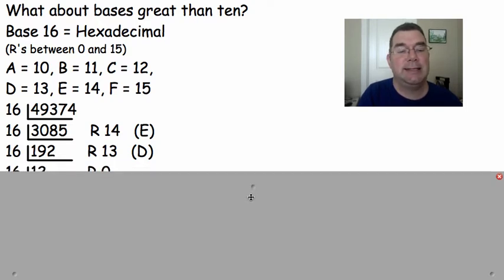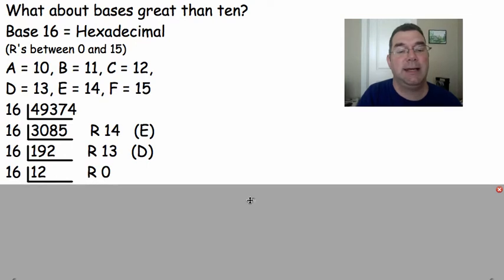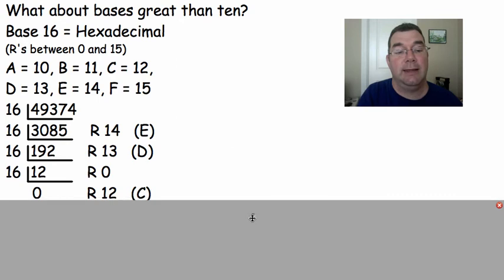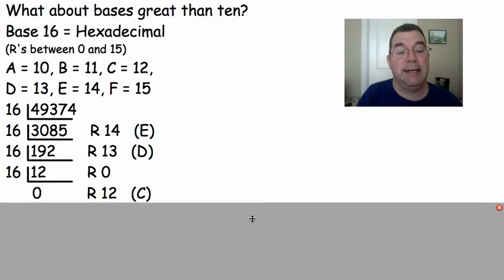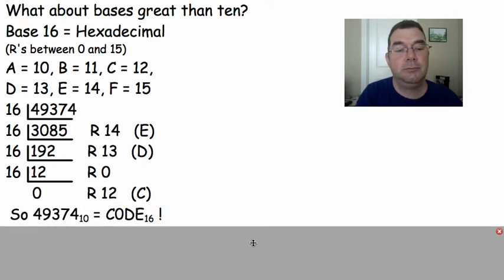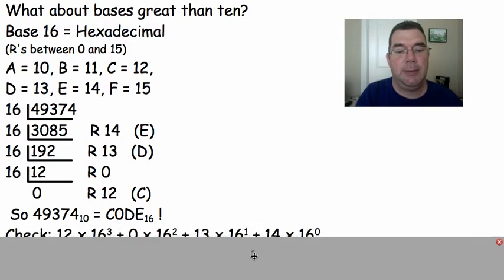If I divide 192 by 16, I get 12 with no remainder, so there's a remainder of 0 there. And then if I divide that by 16, I get 0 with a remainder of 12, and remember 12 is represented by the letter C. So if I read that up, I've got C, 0, D, E. And that spells code, kind of a cute little thing that I made up for you.